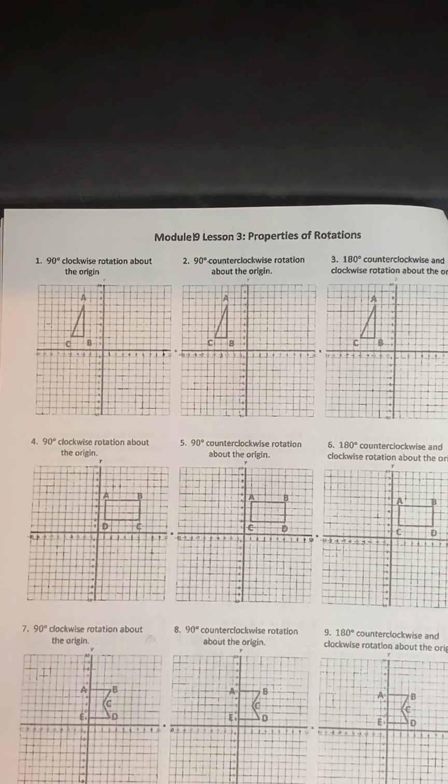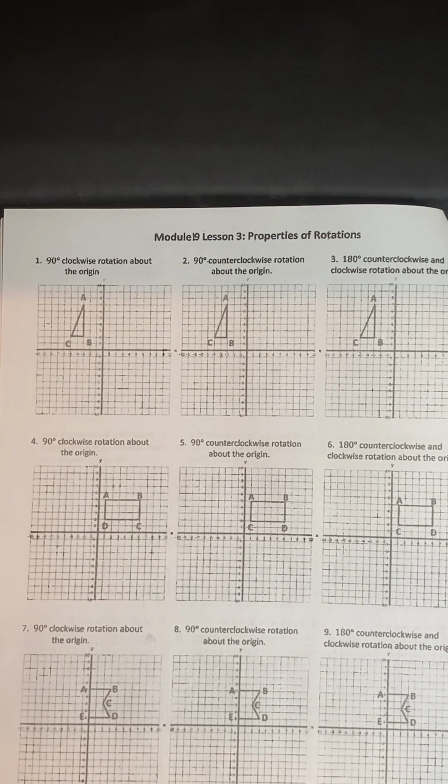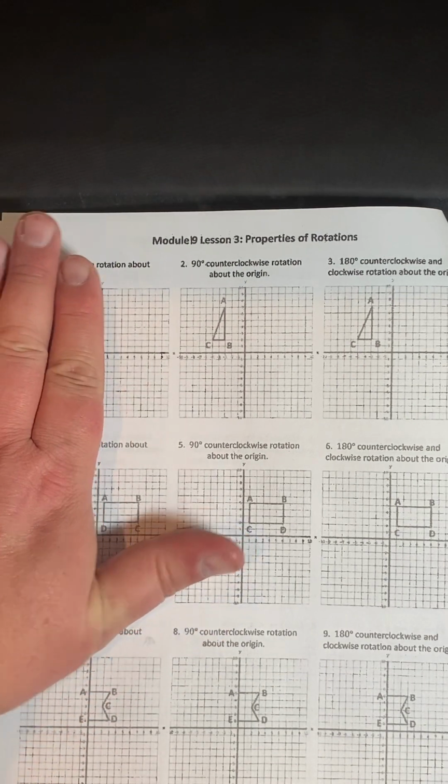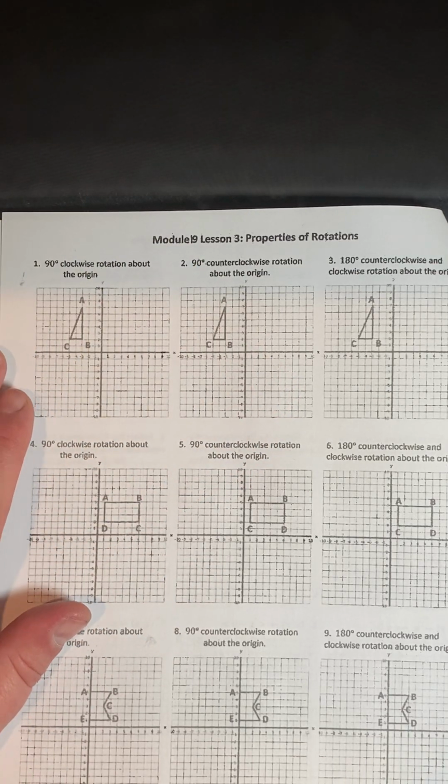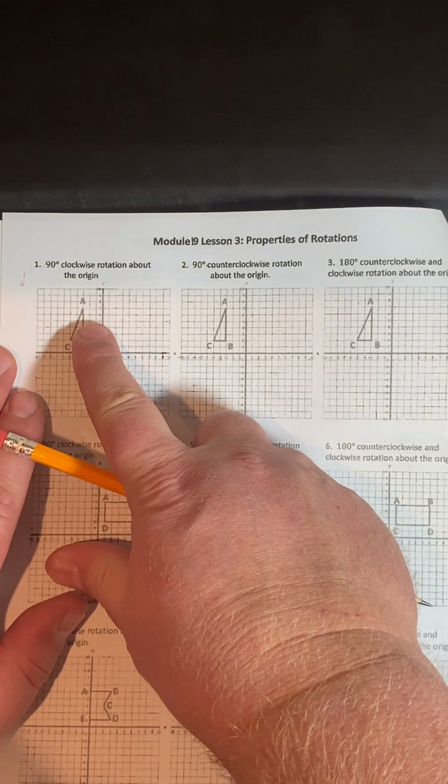All right, everybody, so this is the last video. This is 19.3. We're still doing transformations, but this time one's called a rotation. This is the most challenging one out of the three, but if you slowly do it, it will work together and it'll be fine. Now first off, you got to know what the differences are.